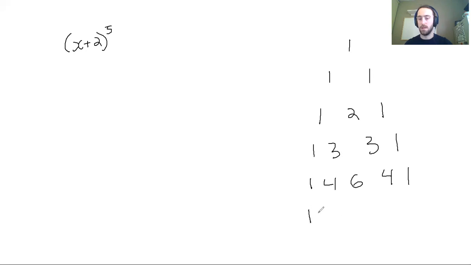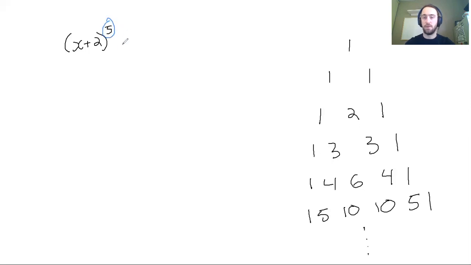And then we can continue. 1, 5, 4 plus 6 is 10, 6 plus 4 is 10, 4 plus 1 is 5, and we close our structure with our 1. Again, we can continue forever. For this example, I'll give you a hint. We don't need to. We could stop right here. Does anyone see why we could stop right here? Well, it has to do with our exponent.